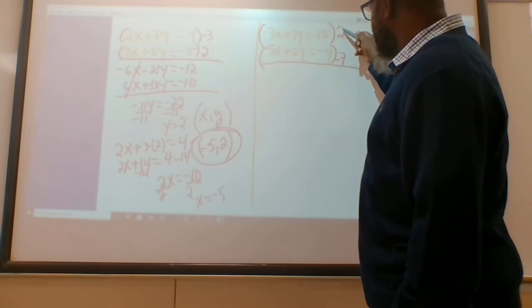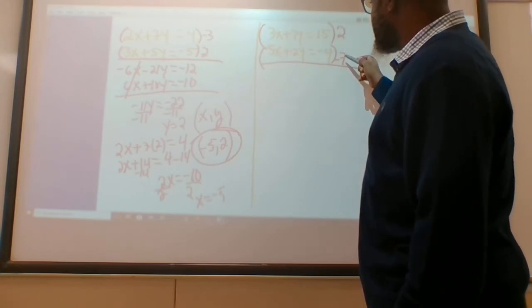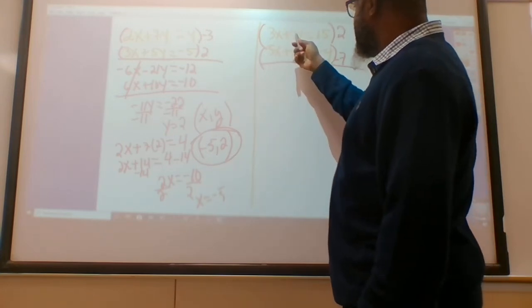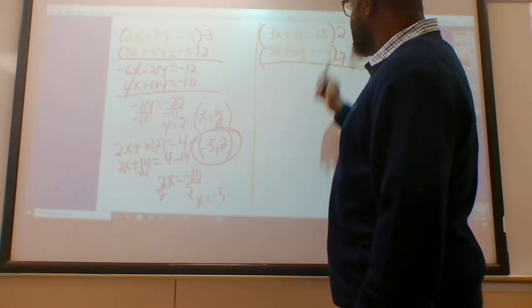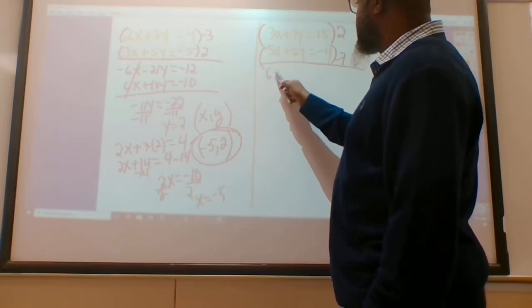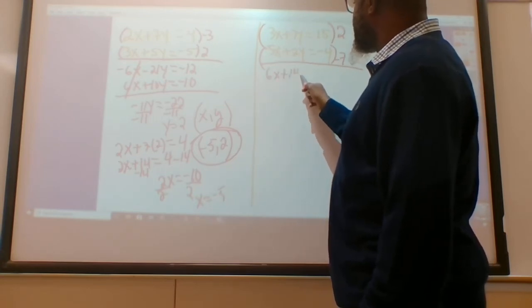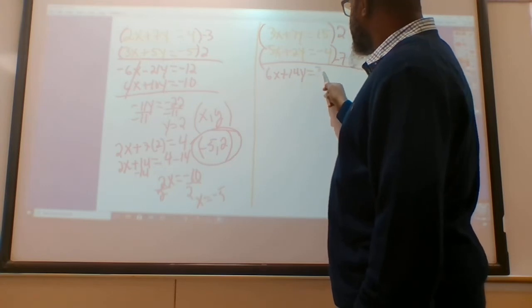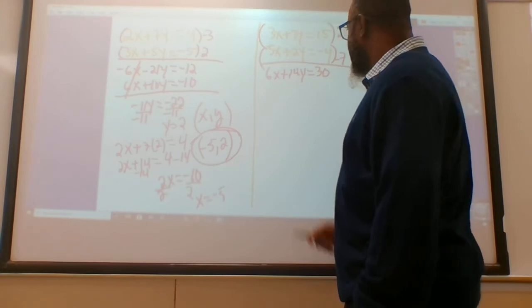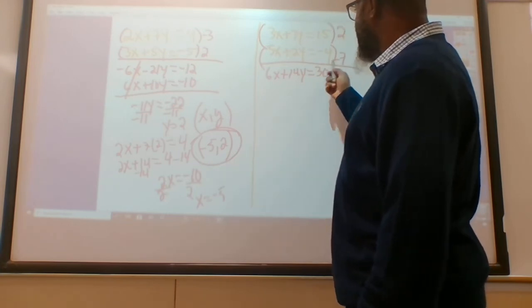So I multiply this by positive 2, and I multiply the second one by negative 7, so the y can cancel out. That will give me positive 14, that will give me negative 14, and the y will cancel out. That will give me 6x plus 14y is equal to 30. I'm distributing the 2 in the first equation. Now I'm distributing negative 7 in the second equation.